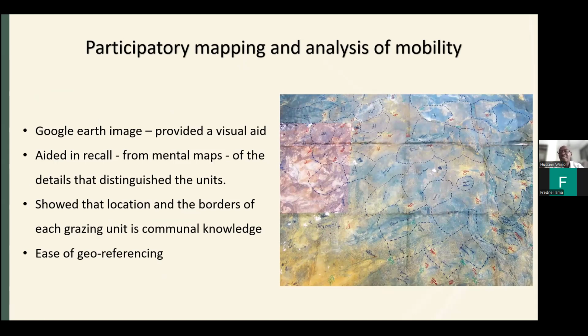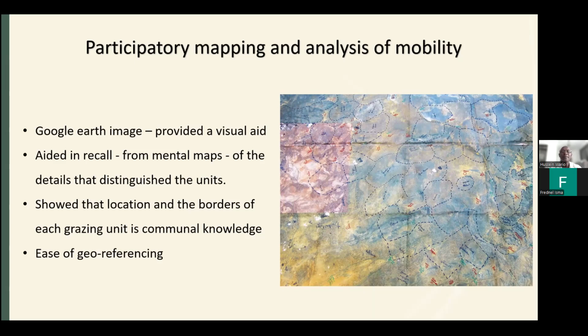So for this study, our first step was to understand the range. We did this by printing out Google images at a scale where various features can be seen and recognized by the herders. This enabled the herders to recognize landscapes, recognize different resources, and give us names and map out grazing units, like what you see on that image. Of course, it's not very clear on the photo. This enabled us to georeference these units and synchronize GPS tracks with these localities that were given.